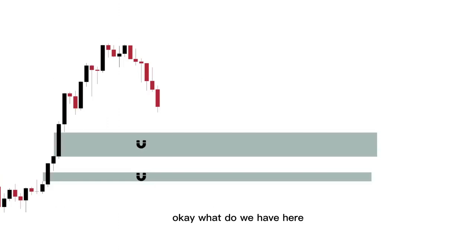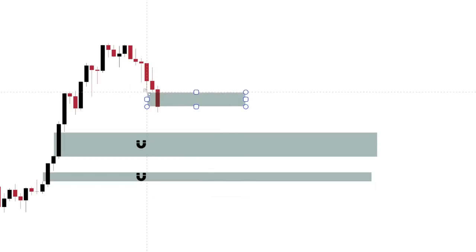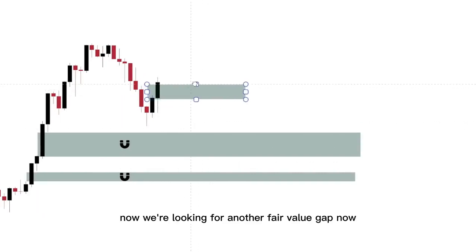Okay, what do we have here? We have a fair value gap where the wicks did not meet. What do we expect? We expect price to close out this area. Price closed this area. Now we're looking for another fair value gap.